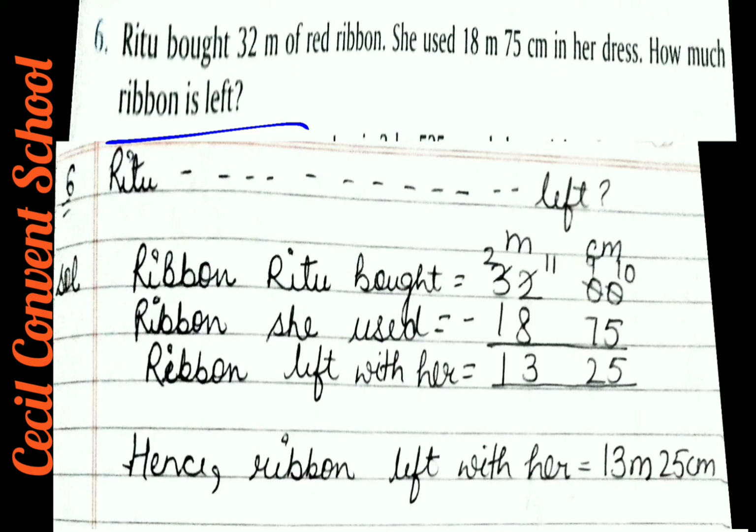Then how much ribbon left? Left means what? You have to do minus. So you write ribbon left with her. Then you have to do minus. These two are 0. So what to do? You take from meter. So when these two give to this one 0, it becomes 10, and this 10 will give to this one 0, it becomes 9. So 10 minus 5 is 5. From 9, if you minus 7, the answer will come 2. Then it becomes 1. So you borrow from 3. 3 becomes 2 and this 1 becomes 11. 11 minus 8 is 3. 2 minus 1 is 1. So the answer is, hence ribbon left with her is 13 meter 25 centimeter. Clear?